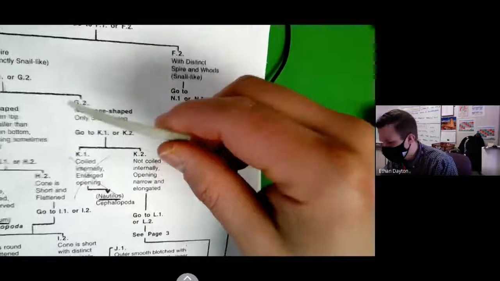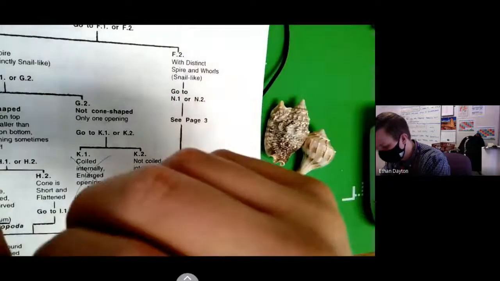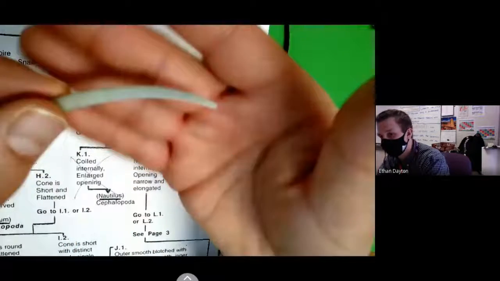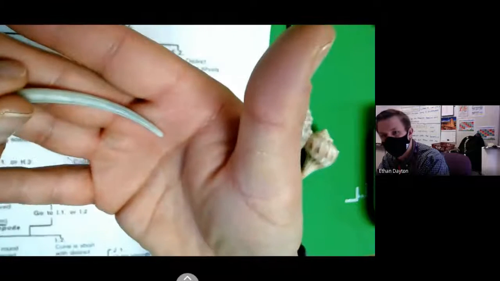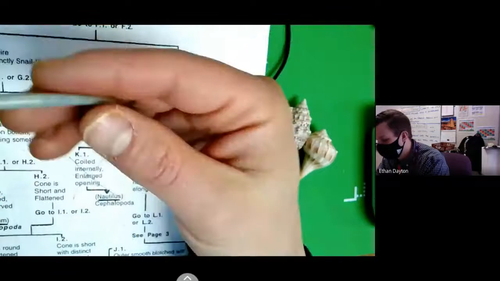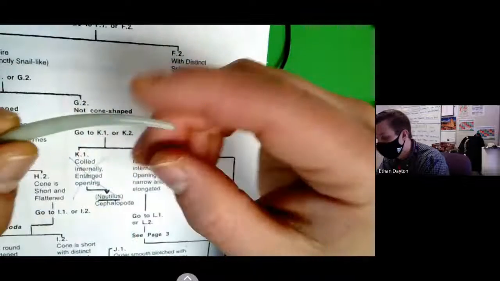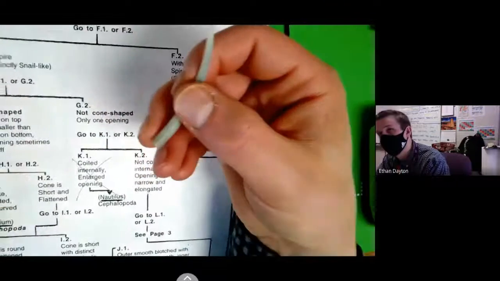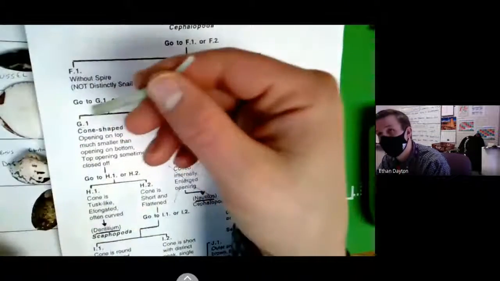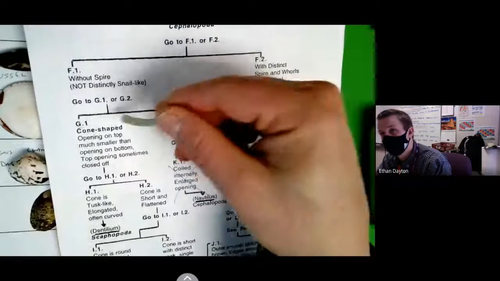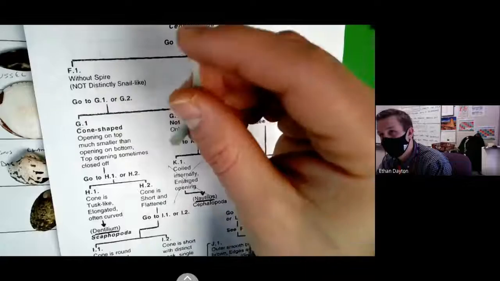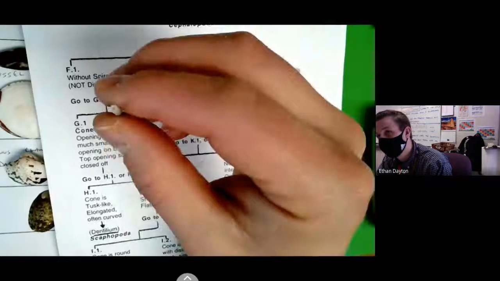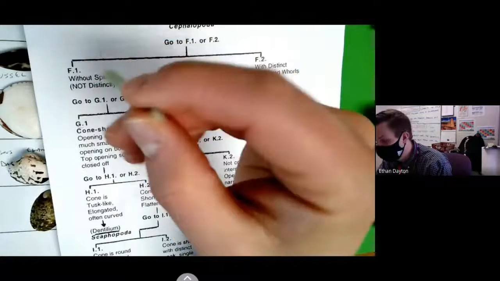No, this is actually not a spire, right? It does not look like something that a snail has. It doesn't have the whorls, okay? It's just like one long shell. All right, so without a spire, go to G1 or G2. Is it cone-shaped with an opening on top? Or is it non-cone shaped with only one opening? I will tell you. If you look here, there's an opening there, and there's an opening there.